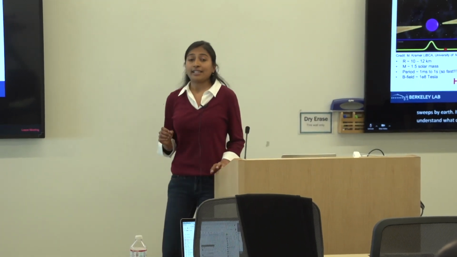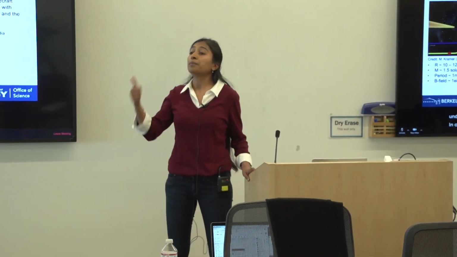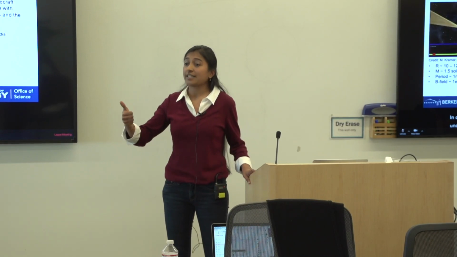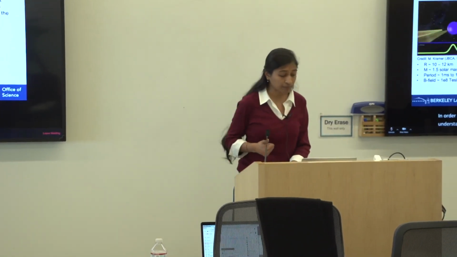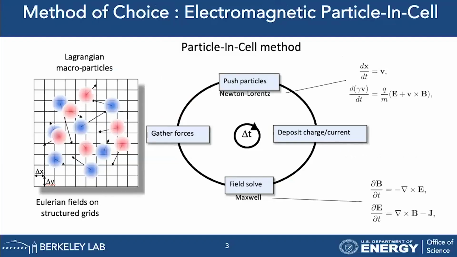In order to understand this, we need to perform first principle simulations to understand the composition of the magnetosphere, that is the region around the pulsar. The method of choice for these kinds of first principle simulations is electromagnetic particle in cell. This method is pretty straightforward. We have our simulation domain, and we represent the plasma as computational particles, where each computational particle represents a large number of real electrons and positrons.